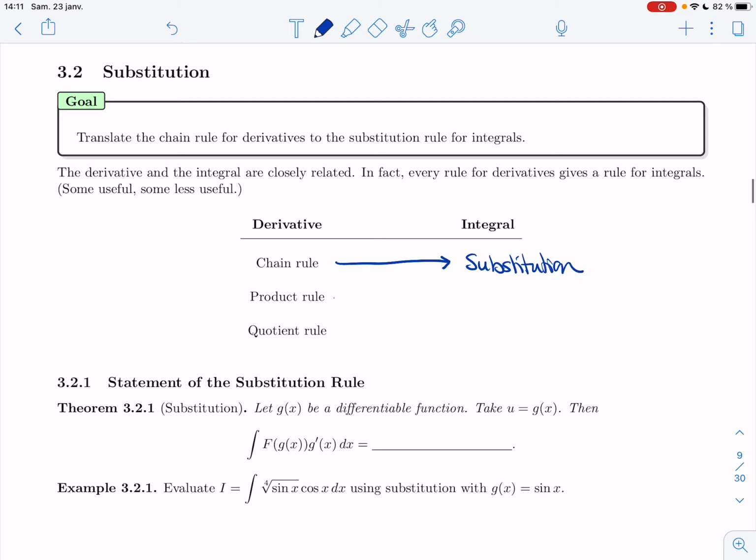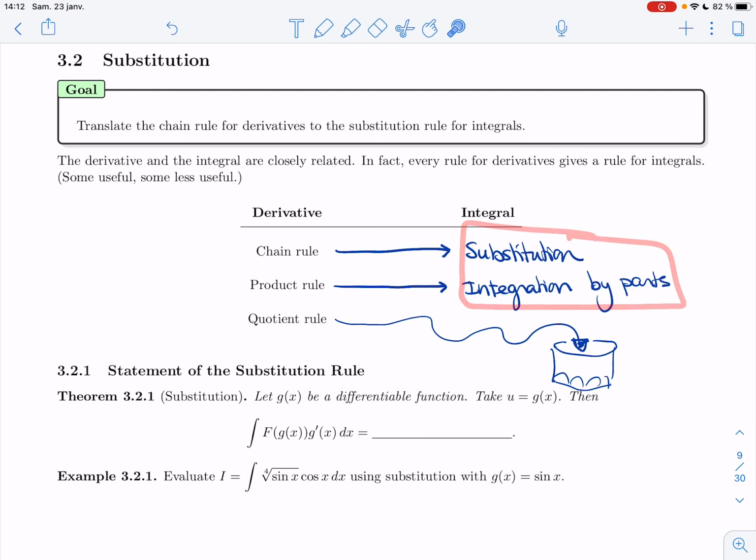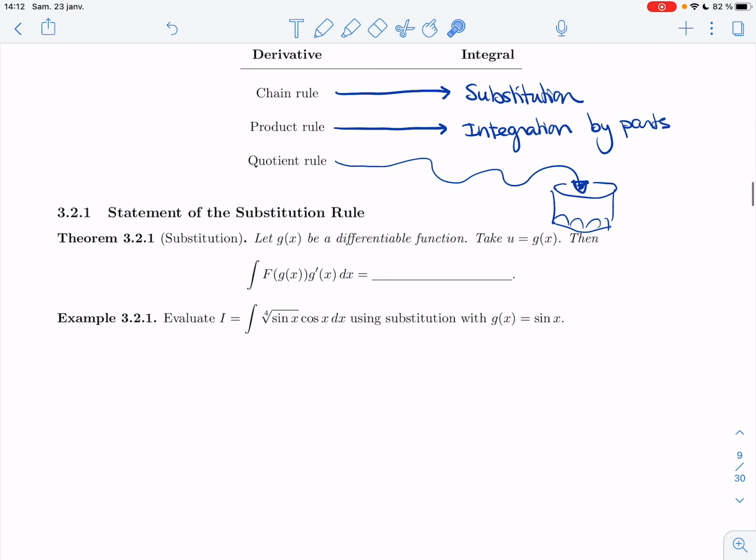In section 3.3, we're going to see that the product rule gives us integration by parts. And then the quotient rule would have some implication, but in fact you don't actually need it, and it's quite complicated to use for integrals, so we're just going to put it in the trash right here. So you can get away with having just substitution and integration by parts. Let's first state the substitution, and then let's do an example.